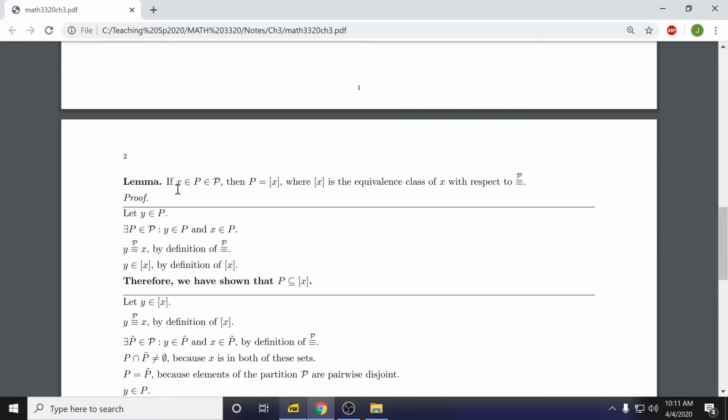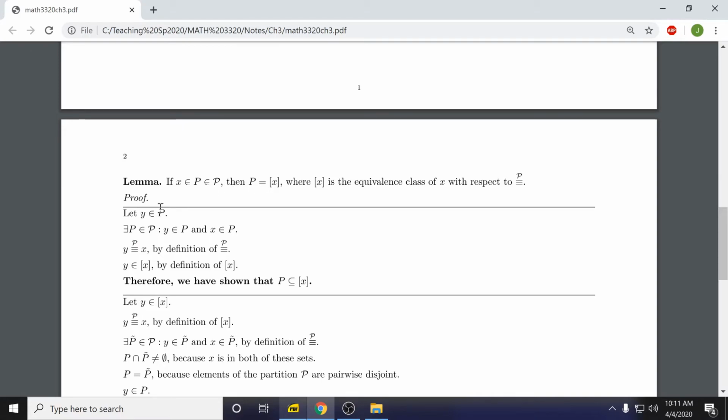So the lemma that we want to prove is that if x is inside of p and p is inside of script p, then it turns out p has to be bracket x, where bracket x is the equivalence class of x with respect to this relation. So let's prove this. Keep in mind that P is a set because it's an element of a partition, and bracket X is a set because it's an equivalence class. So if we want to prove P is equal to bracket X, we need to do the standard thing of showing that P is a subset of bracket X and showing that bracket X is a subset of P.